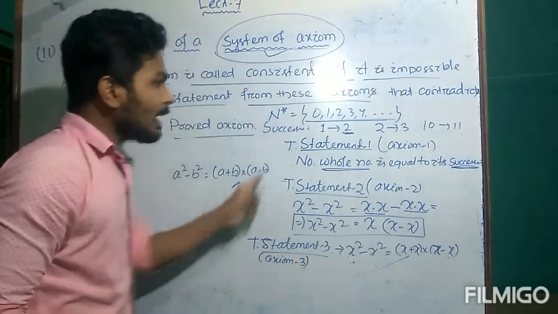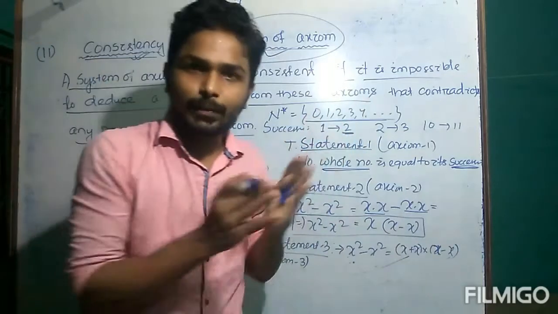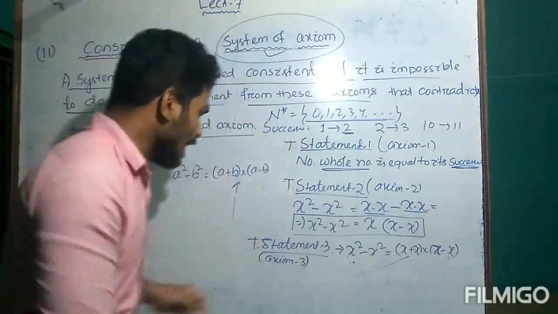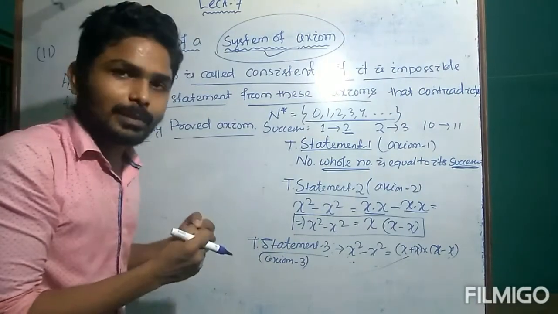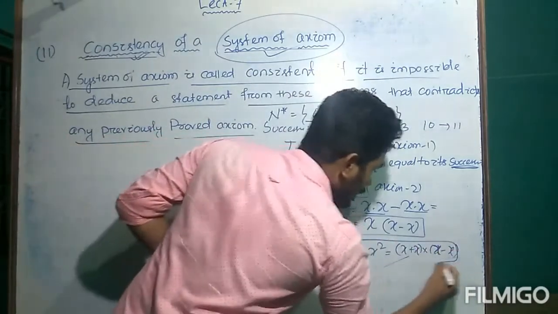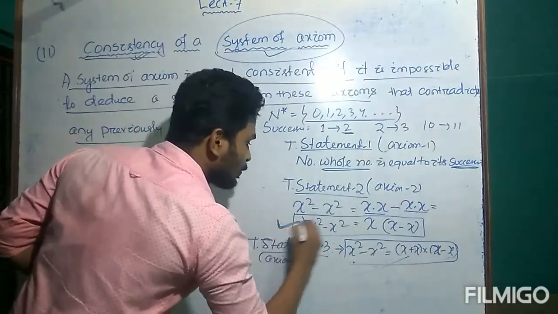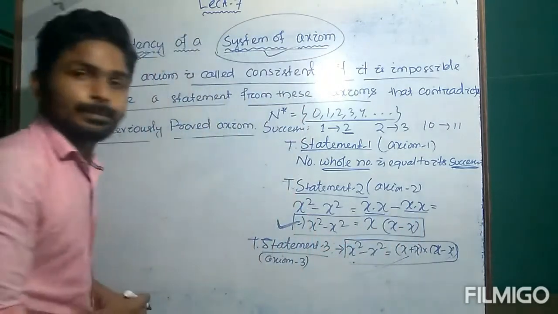So we have 3 true statements, or 3 axioms, and these 3 axioms combined form a system. Now we will deduce, or draw out, a conclusion from these statements. See, in statement number 2, you have x square minus x square is equal to x whole into x minus x.